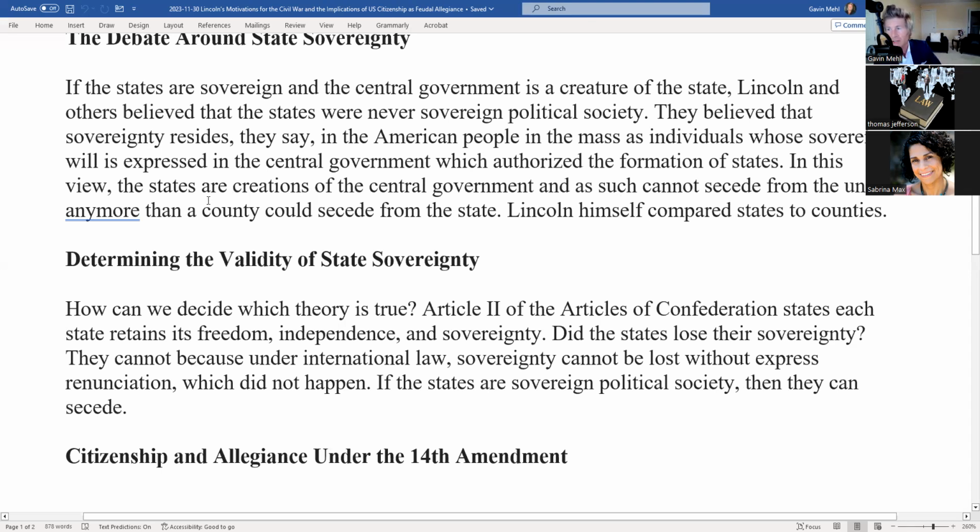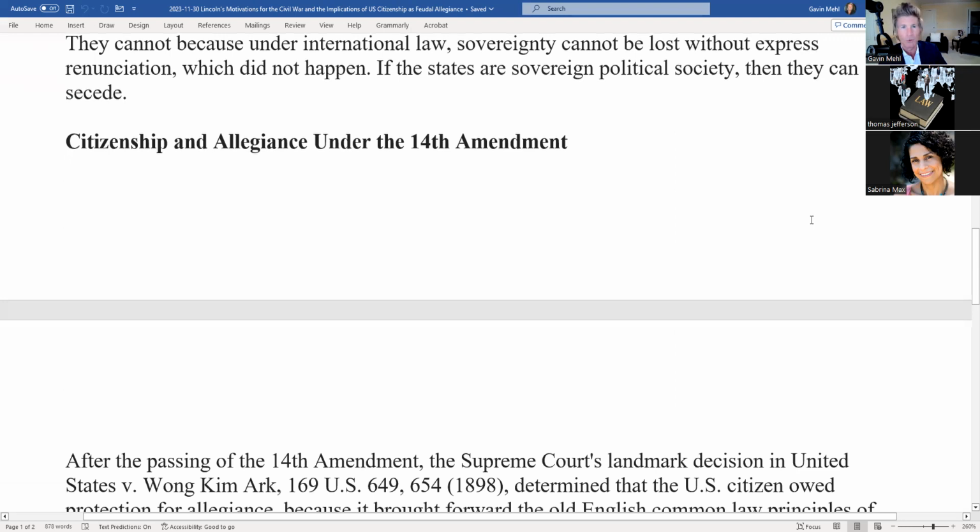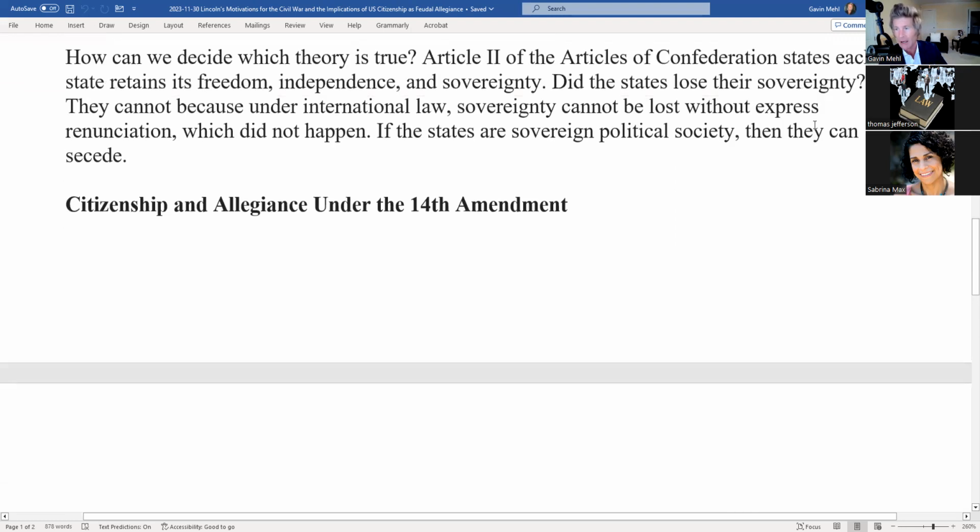any more than a county could secede from the state. Lincoln himself compared the states to counties. So a small county government, that's what he compared the states to, not to sovereign nations. This is a very, very important point when we break down and give you the foundation as to why this 14th Amendment came to be and what we can do about it.